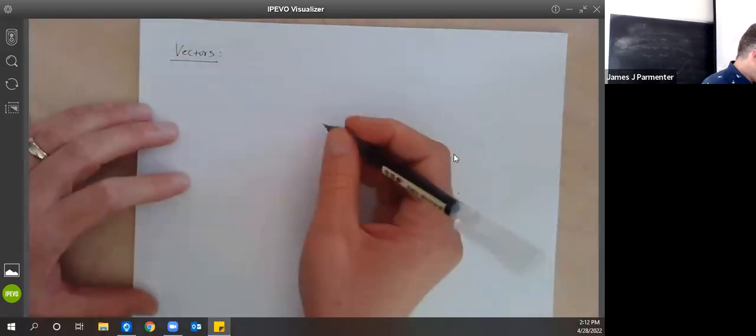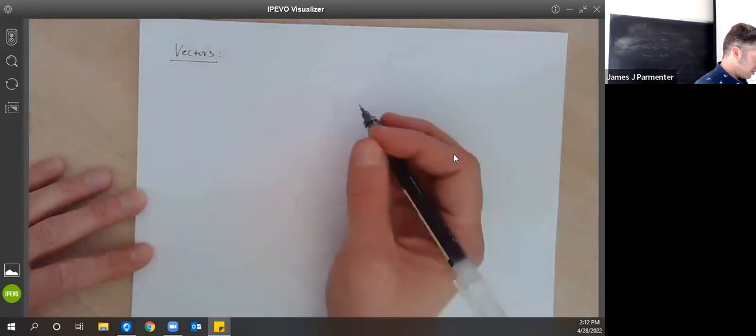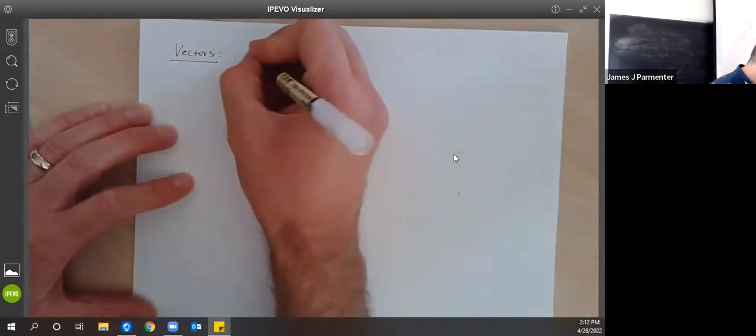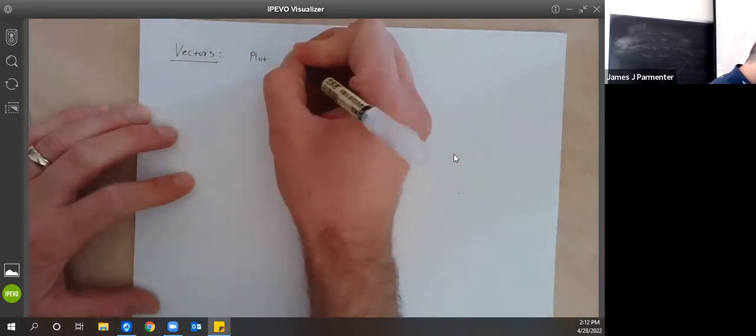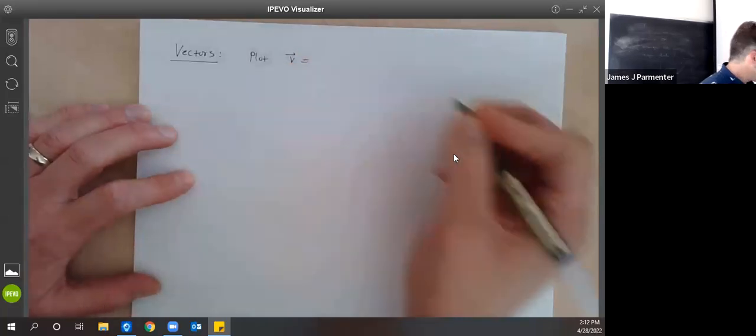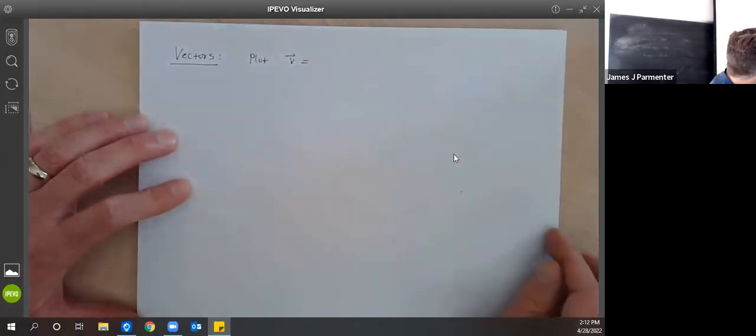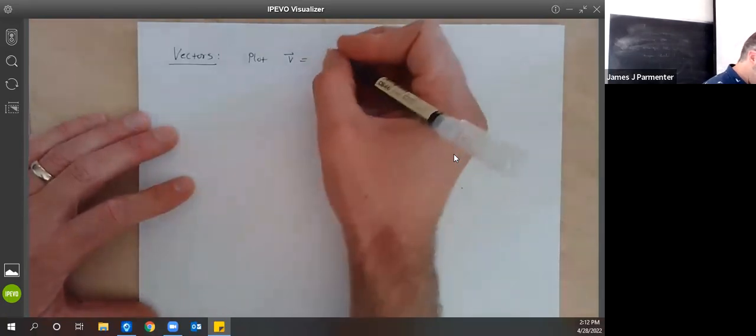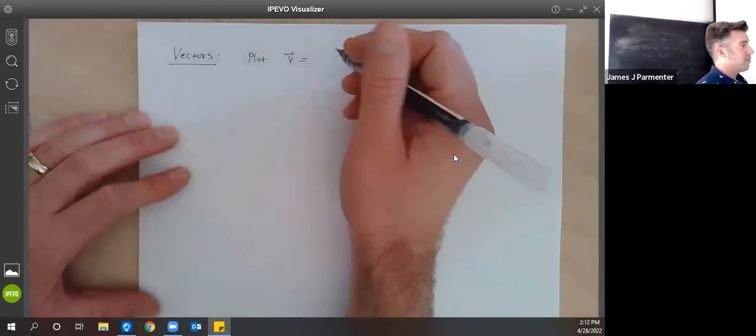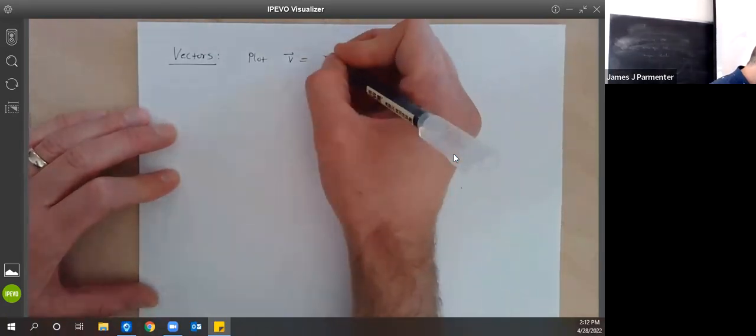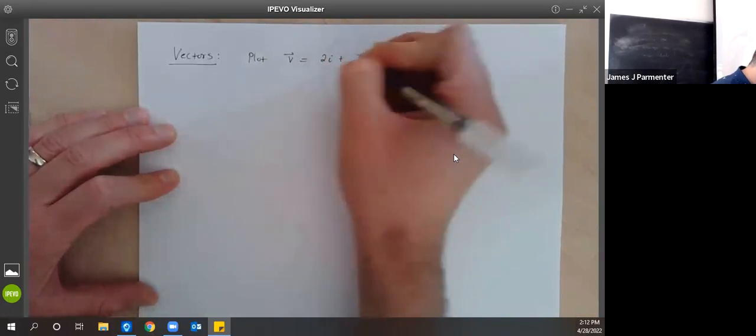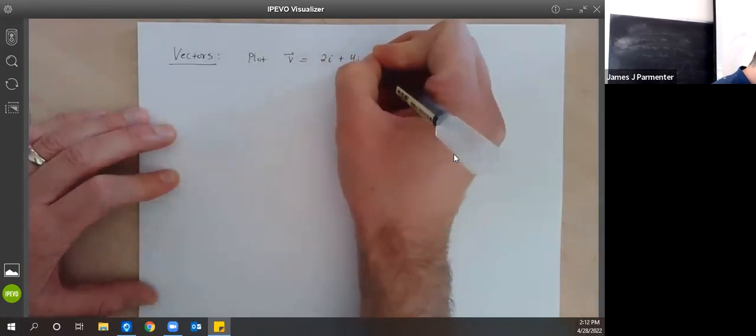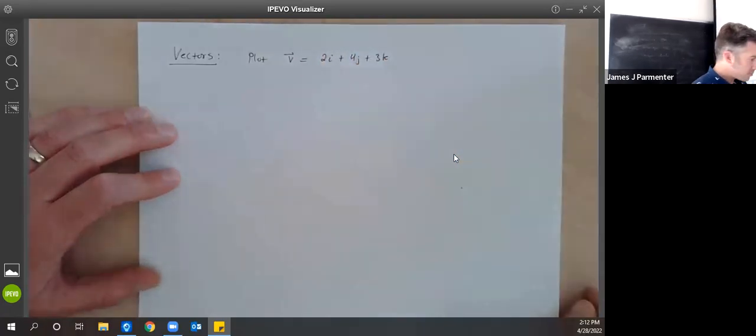Yeah. And there's lots of different notation for vectors. So let's say we want to plot the vector. I'm going to write it in all the ways I might consider writing it. So here's one way you could write it. And actually, I'm going to write the vector that ends at the point that we were just talking about. The vector 2i plus 4j plus 3k.